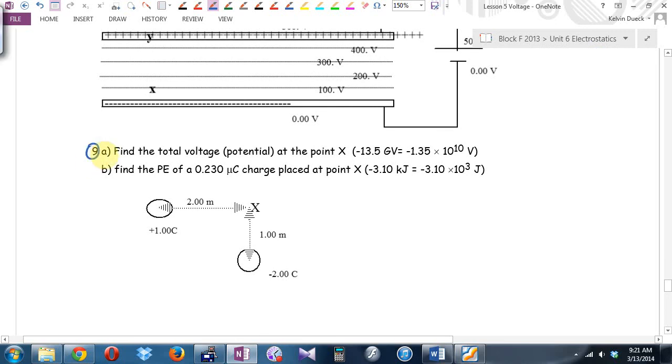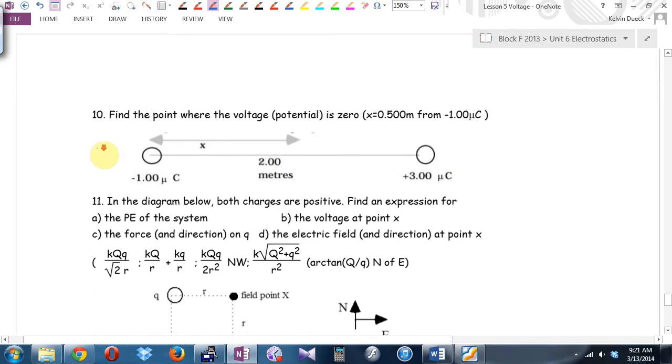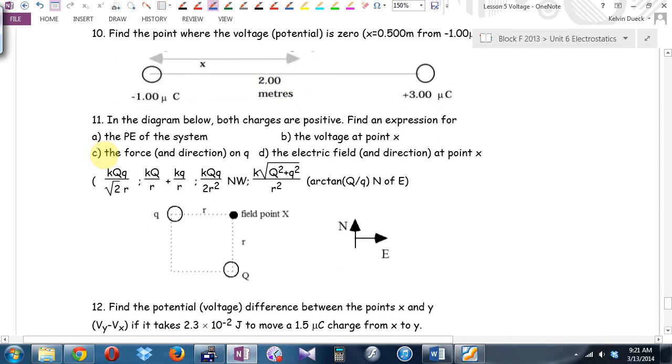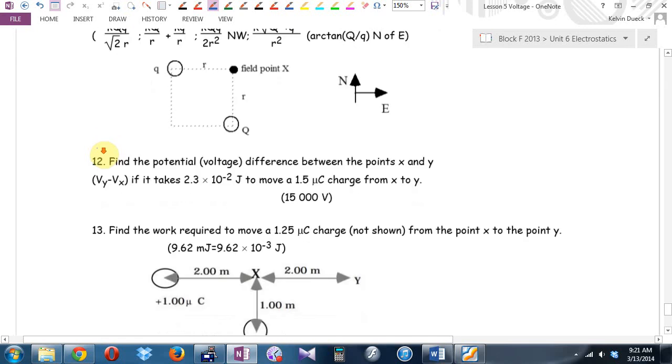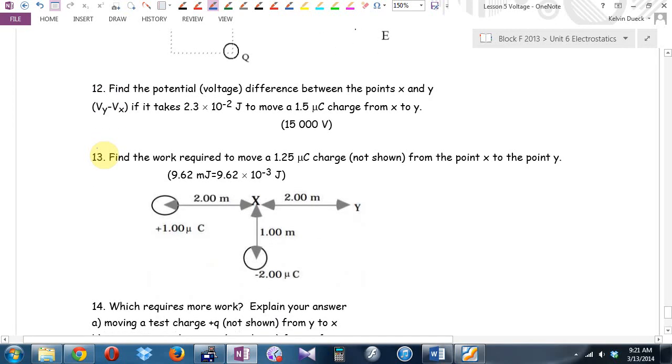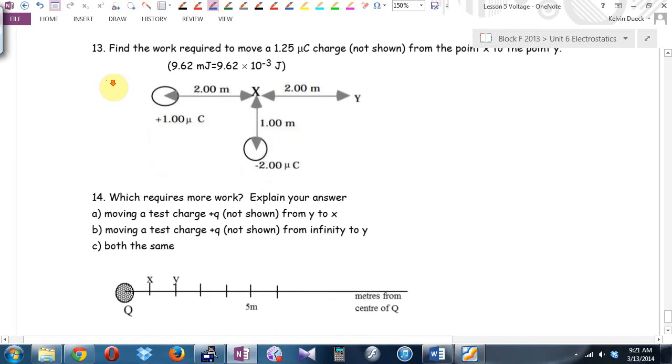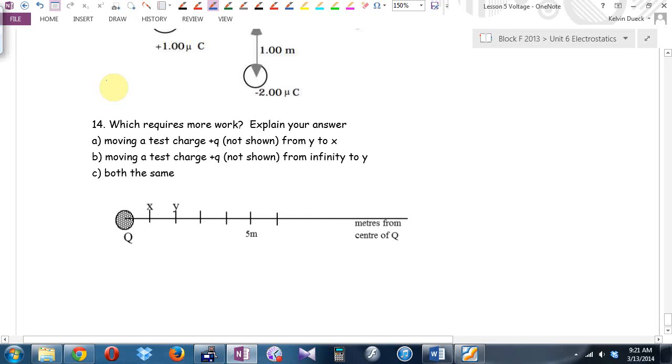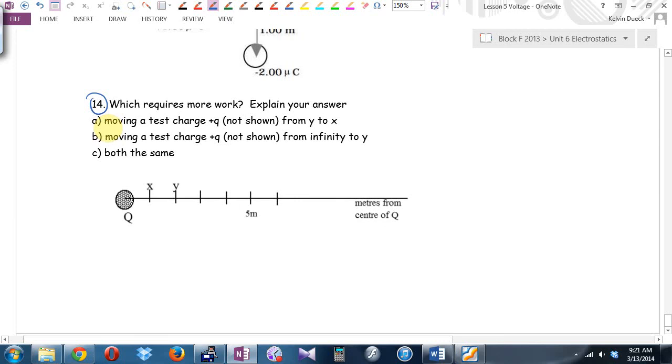Nine is good. Skipped 8. Find the potential. Oh, 12 is fairly good. And 14 is a little thought-provoking. I know it's lots, but you're going to get lots of time. Pause the video, and I got a little video to show you.